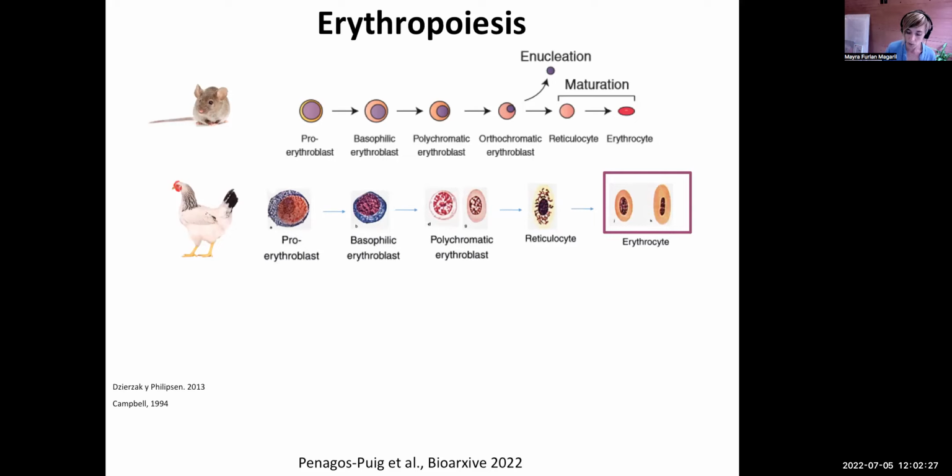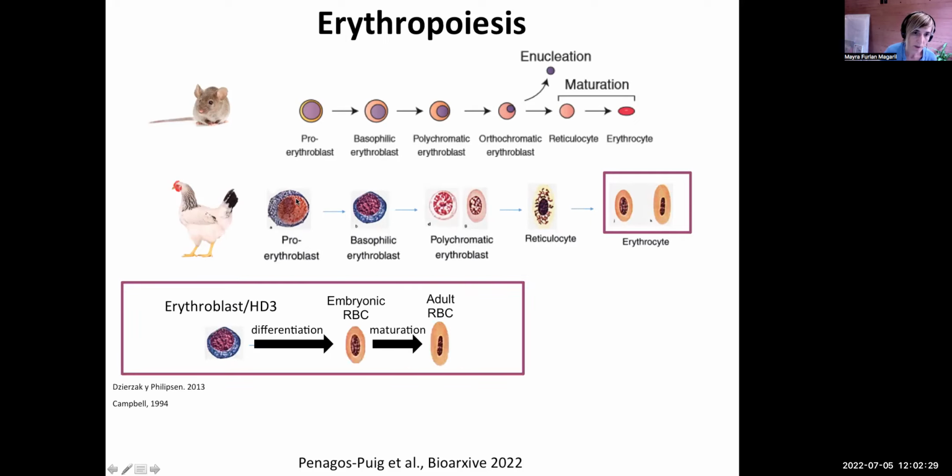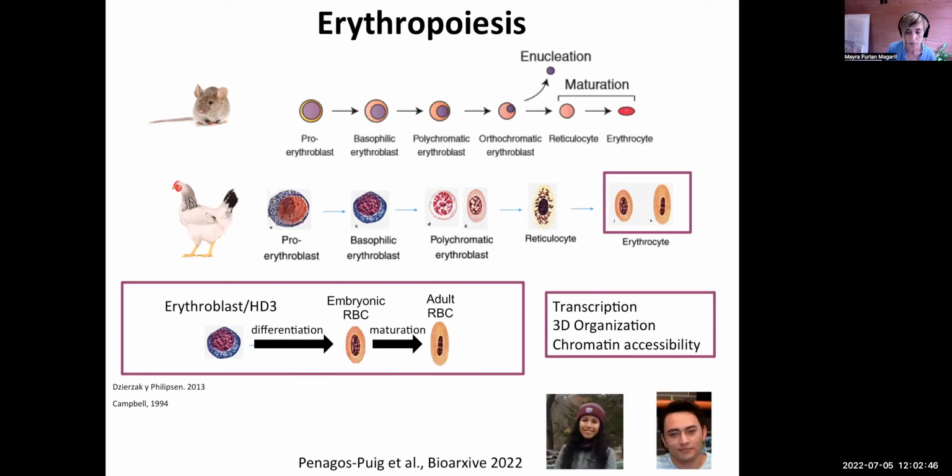To do this, we studied the erythroblast stage of erythroid differentiation, and we looked at embryonic and adult red blood cells, two different states of mature erythrocytes. We did this looking at chromatin accessibility, transcription, and 3D chromatin organization. And this is the outstanding PhD work of Andrés Penagos and also Sherlyn Claudio in the laboratory. It's now a preprint at your disposition in bioRxiv.